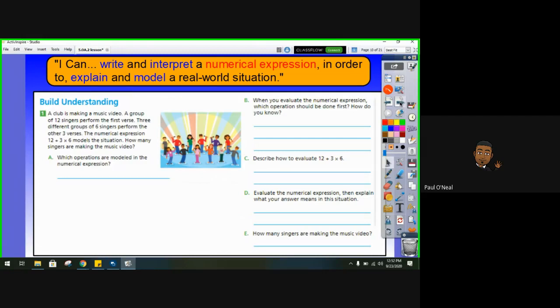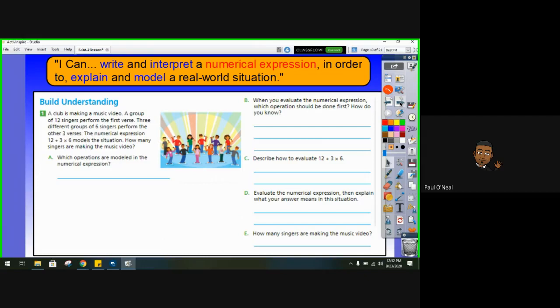Build understanding, okay? So we have a club. A club is making a music video. A group of 12 singers perform the first verse. And we, of course, see the group right there. 3 different groups of 6 singers perform the other three verses. Okay, fine. The numerical expression 12 plus 3 times 6 models the situation. Thankfully, the numerical expression was given to us.